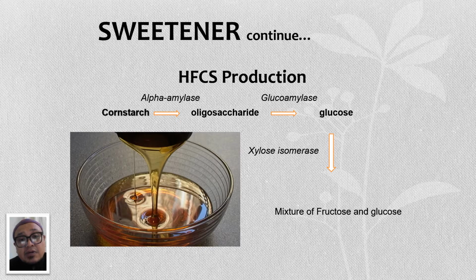First of all, the raw material is cornstarch. Okay, cornstarch will be turned into oligosaccharides by alpha amylase, and oligosaccharides will be turned into glucose by glucoamylase, and lastly, glucose will turn into a mixture of fructose and glucose by xylose isomerase.